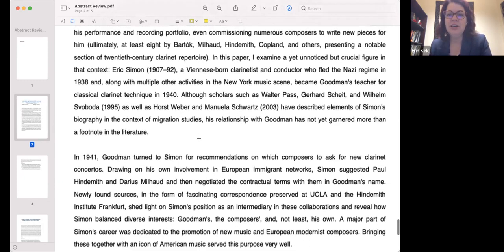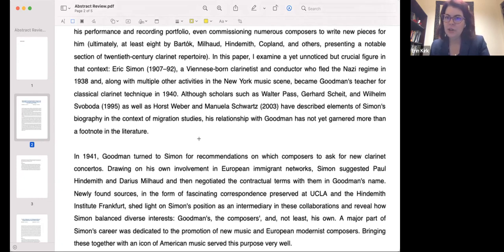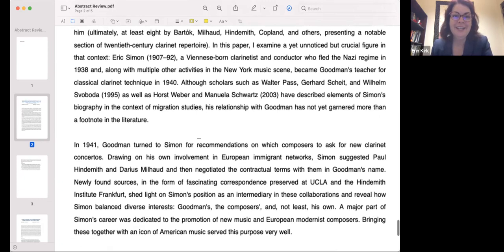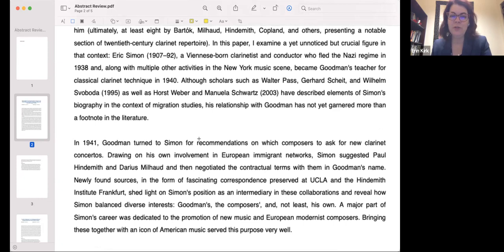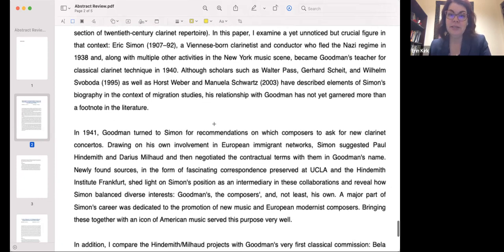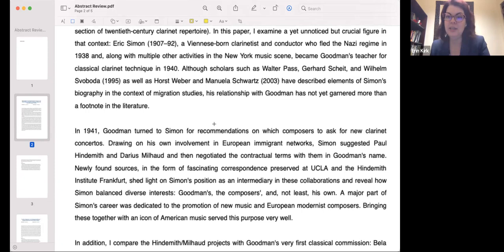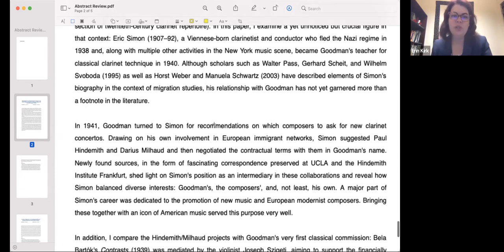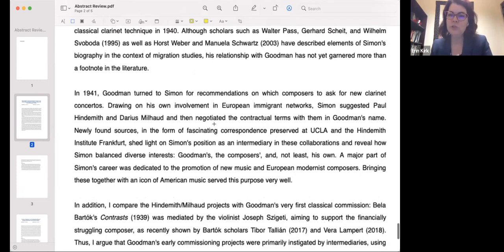Although scholars such as Walter Pass, Gerhard Scheidt, and Wilhelm Svoboda, I hope I said that correctly, as well as Horst Weber, or Weber, I guess, depending on his German, and Manuela Schwartz, have described elements of Simon's biography in the context of migration studies. His relationship with Goodman has not yet garnered more than a footnote in the literature. In 1941, Goodman turned to Simon for recommendations on which composers to ask for new clarinet concertos.